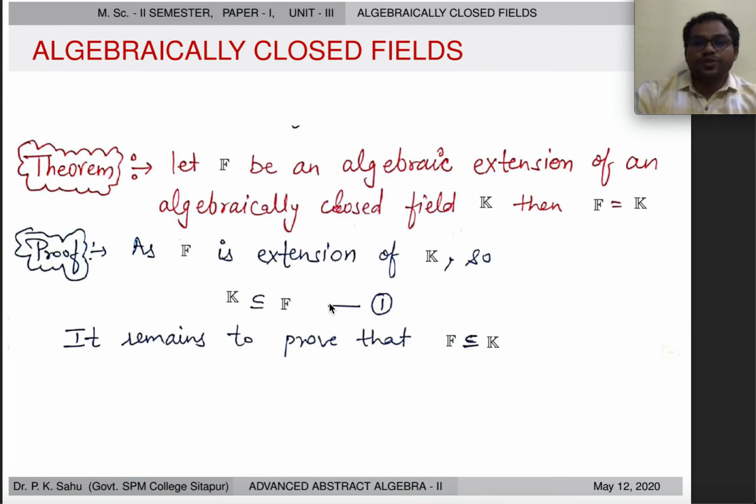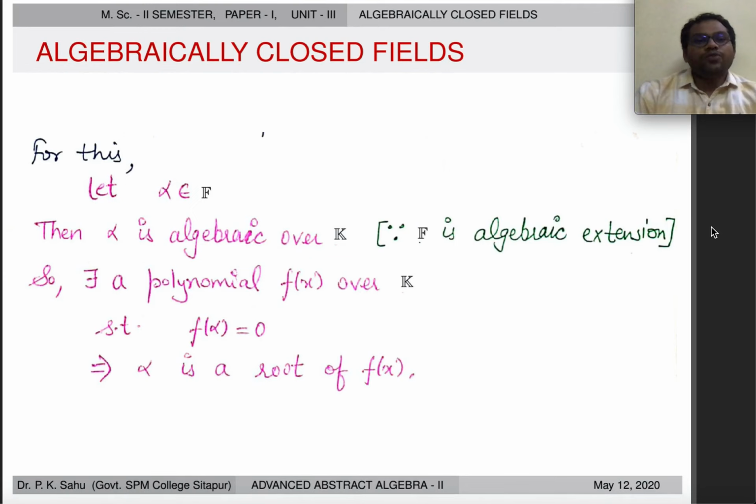if F is an algebraic extension of some algebraically closed field K, then F is equal to K. Both of them, we have an equality here, both of these are the same. What we are given, F is an extension of some base field K. So from the definition of extension, what we have, K is a subset of or equal to F. Now to prove F is equal to K, we have to prove F is a subset of K. Then by using these two we can show F is equal to K.